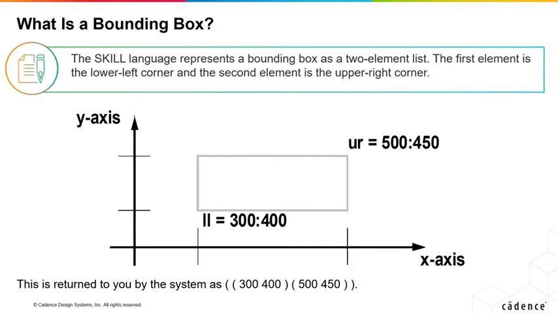As an extension of the point concept, we'll next look at bounding boxes. Bounding boxes are composed of a lower left corner and an upper right corner. So the first element in the list is the lower left, the second is the upper right. Here you can see a box where we have the lower left specified as 300 colon 400 and the upper right specified as 500 colon 450. So we can specify a box in a list as two sublists. The first is the lower left coordinate, 300, 400, and the second is the upper right coordinate, 500, 450.